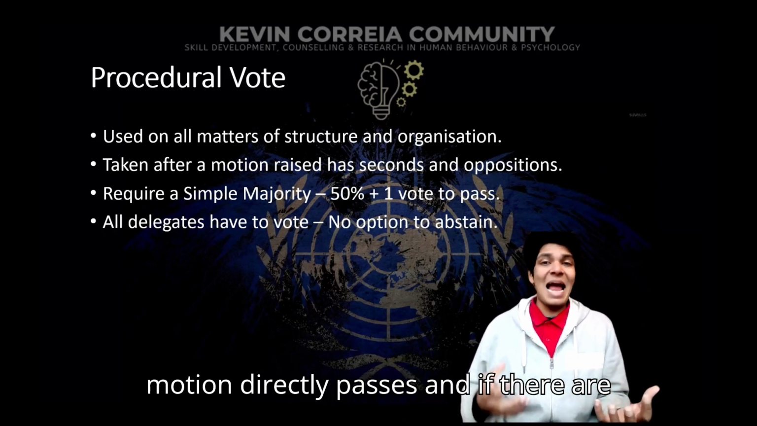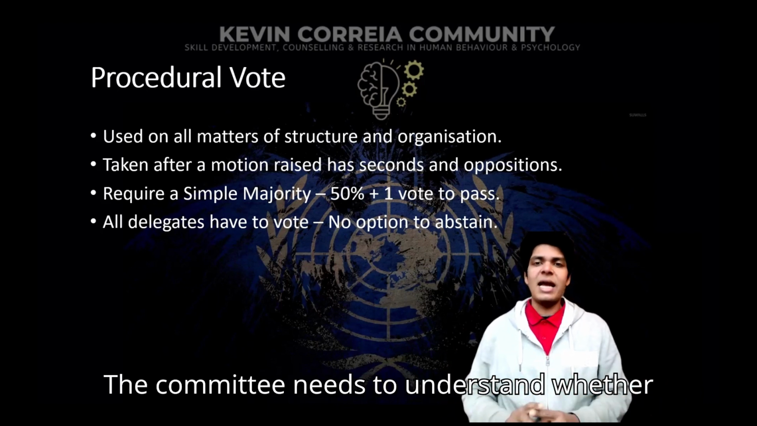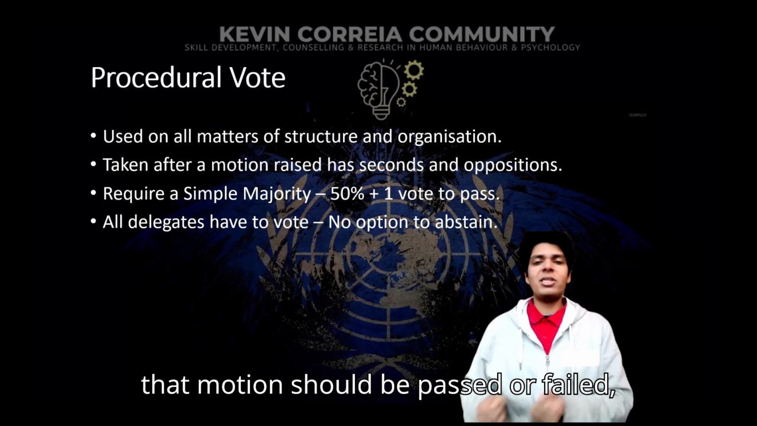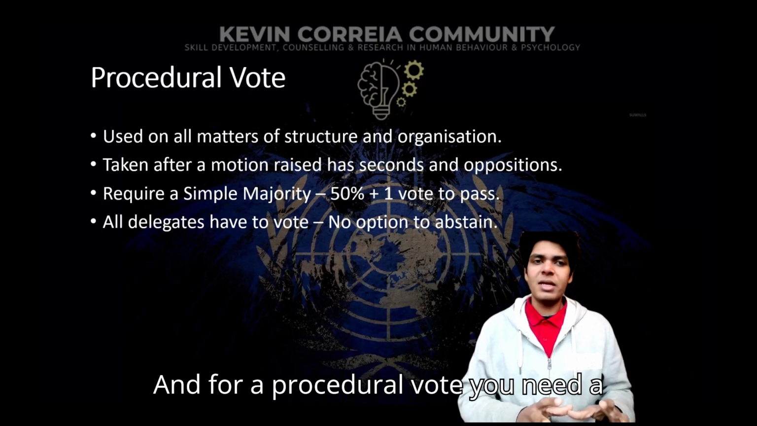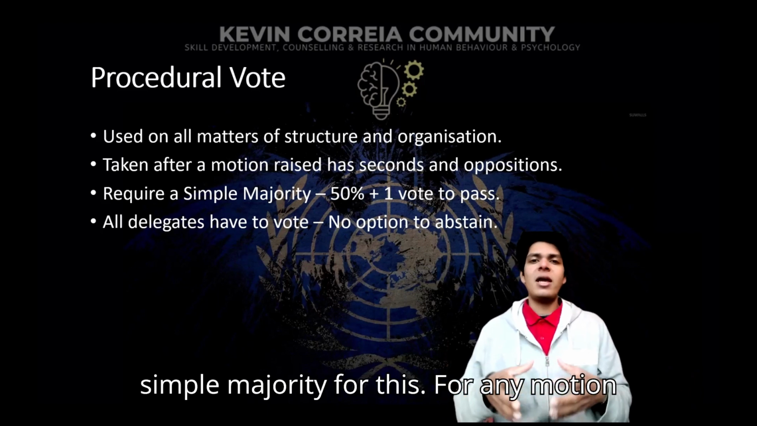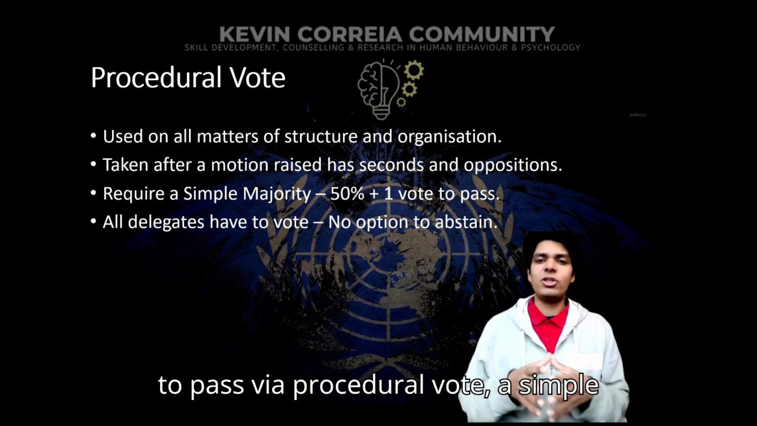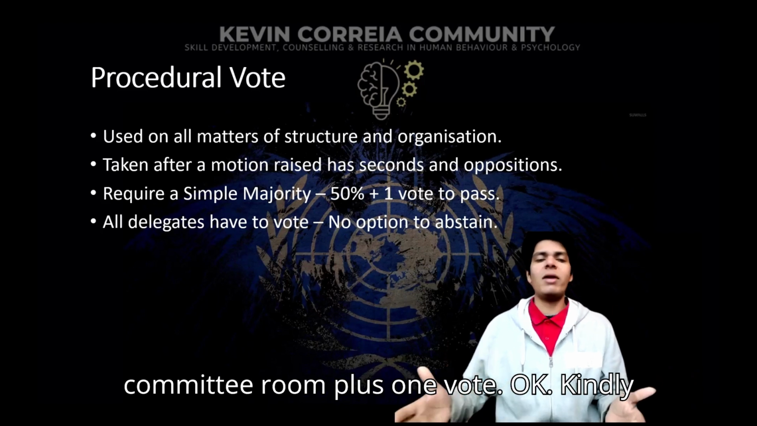And if there are seconds and oppositions, that's when the committee needs to understand whether that motion should be passed or fail. And for that, you use a procedural vote. For a procedural vote, you need a simple majority for any motion to pass. A simple majority is simply 50% of the committee room plus one vote.